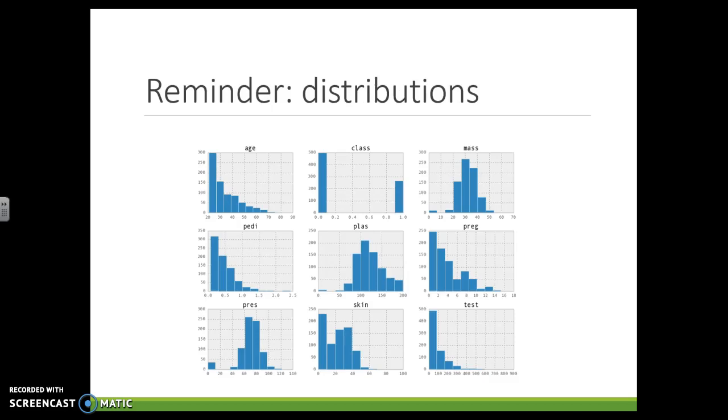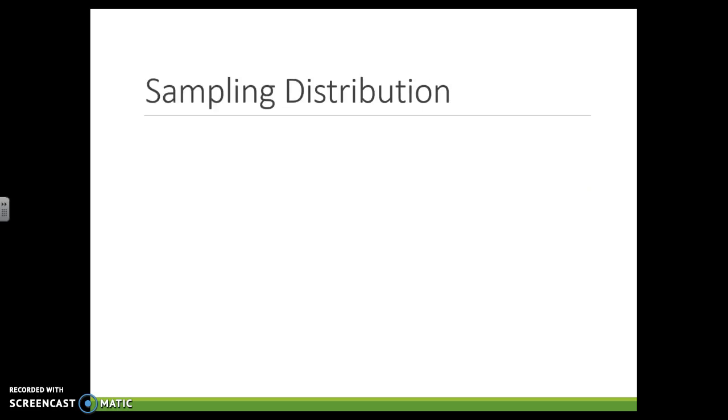So a quick reminder on the concept of distributions. Each one of these pictures is a sample and the distribution of the data in that sample. So here we have some distributions that have similar patterns, and we can see some that look fairly normal. But each one of these is a distribution of a sample. We are now going to talk about a sampling distribution.